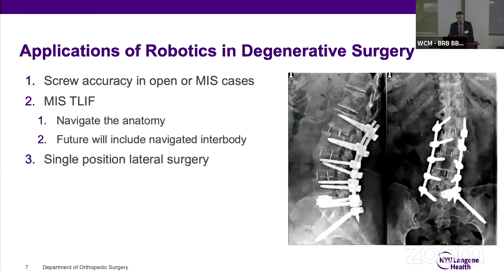So in degenerative surgery, screw accuracy is something we mentioned already. In minimally invasive surgery, I no longer put lead on, which is a huge quality of life improvement in my opinion. And I think the future will have navigated interbody instruments, which is also going to be making things a lot easier and not having us to bring in fluoroscopy again and radiate the patient and everyone in the room.